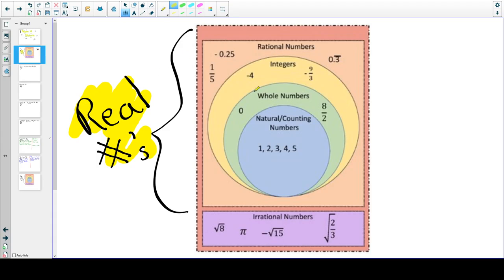Okay? Any number that you can think of is a real number. And just for quick clarification, we've learned about natural numbers, the whole numbers, the integers, rationals, and irrational numbers. And we're going to come back to this diagram at the end of this video, but this is where we're heading. What are the different types of numbers?